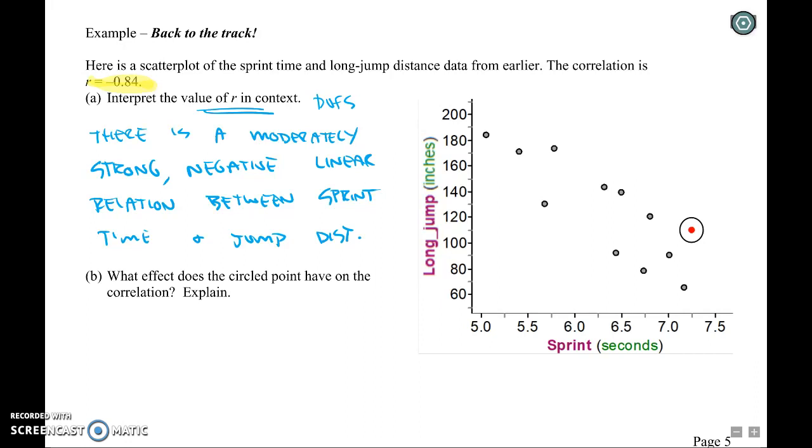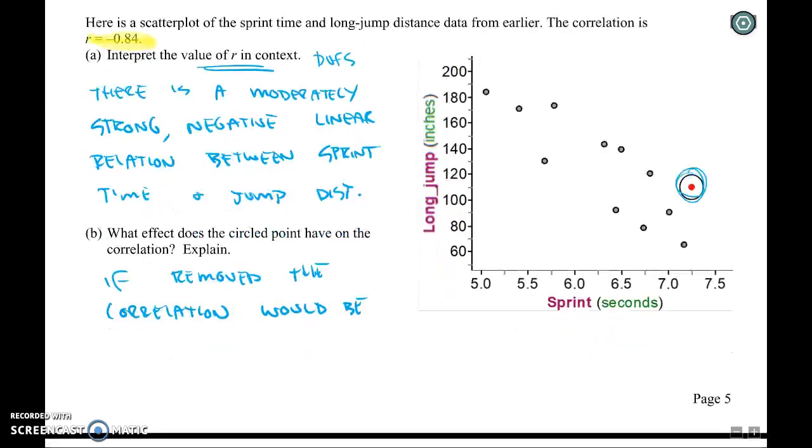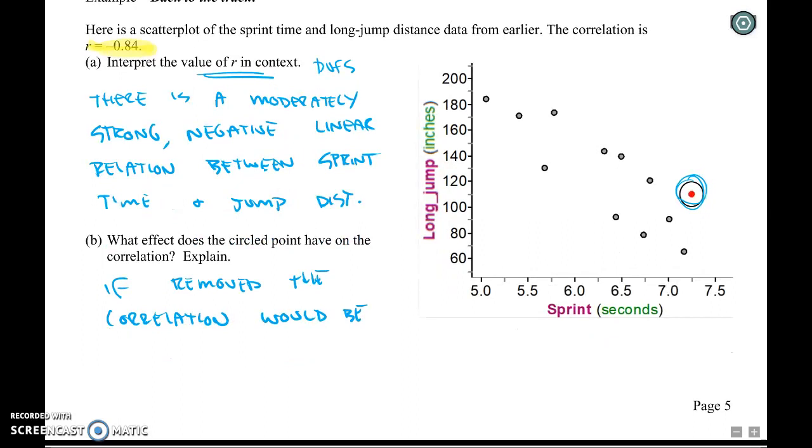What effect does the circled point have on the correlation? So what does this do to the correlation? Or I guess I could say if I were to remove it, what would it do to the correlation? If removed, the correlation would be stronger. That point is relatively far away from the line of best fit relative to the other points, so I think that point's actually making the relationship weaker. And if I were to remove it, it would be stronger.